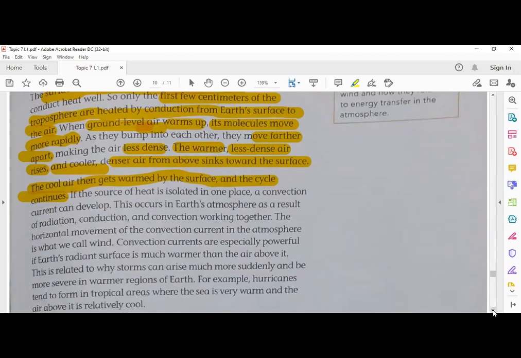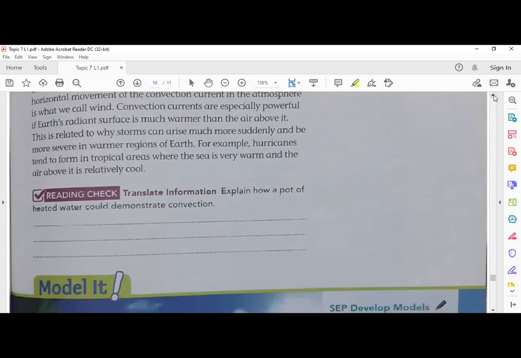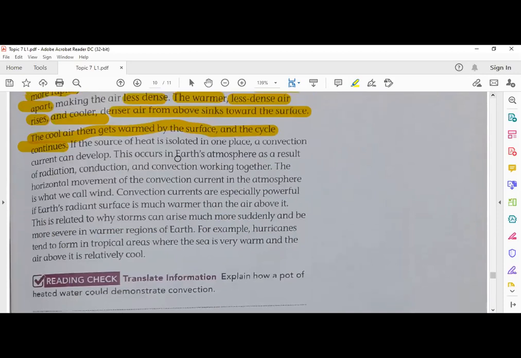In some areas, if the source of heat is isolated in one place, a convection current can develop. This occurs in Earth's atmosphere as a result of radiation, conduction, and convection working together. Now, the horizontal movement of the air is called wind. Inshallah, later in lesson 2 and lesson 3 we are going to talk about wind in more detail.